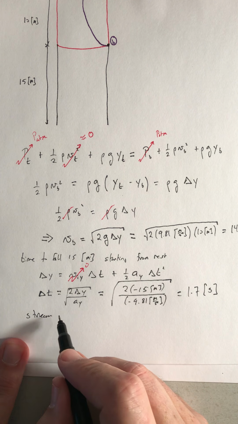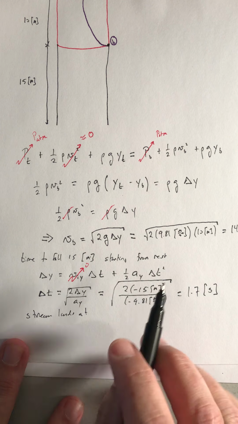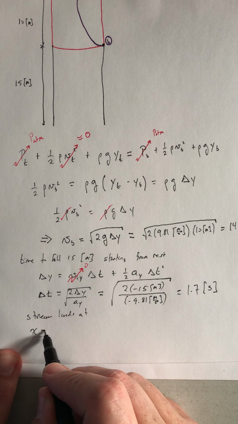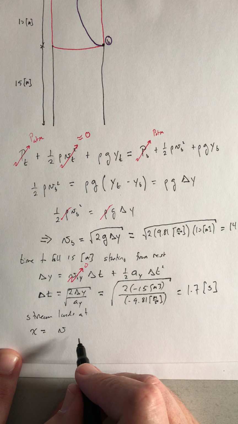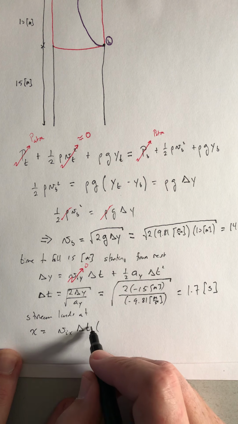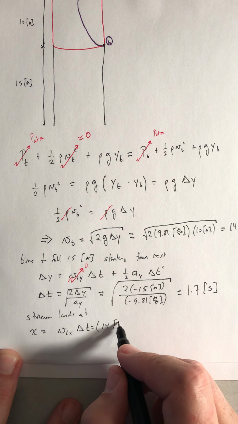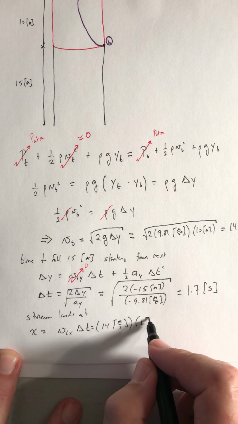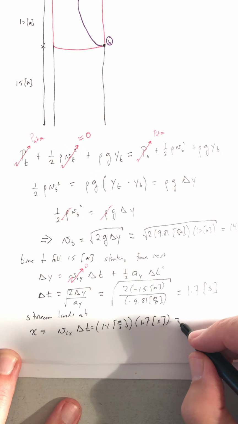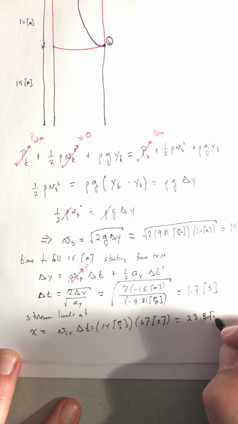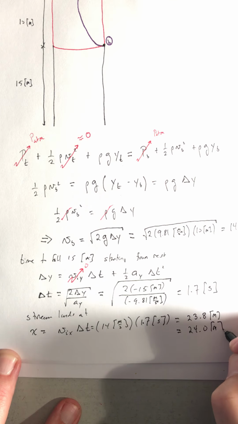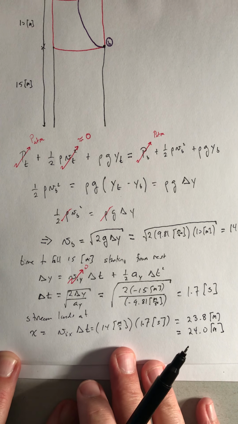And where does the stream land? It's going to be at a horizontal position x equal to v initial x times delta t, which we have 14 meters per second and 1.7 seconds. It's going to give us 23.8 meters, or keeping just two significant figures, 24.